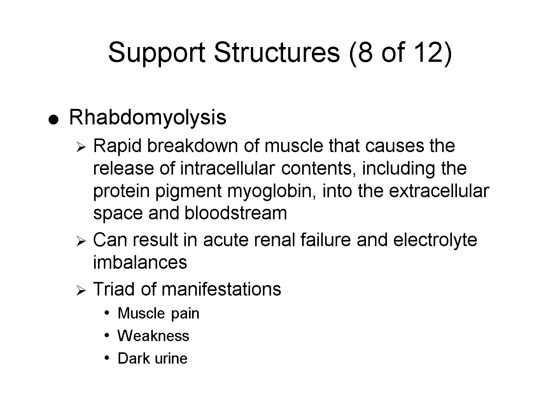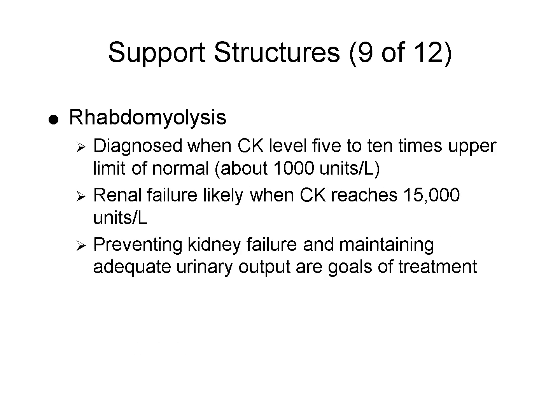Rhabdomyolysis is a serious condition where muscle tissue breaks down, releasing myoglobin into the bloodstream. This pigment can clog the kidneys and lead to acute renal failure. The classic triad includes muscle pain, weakness, and dark urine. It's a medical emergency that requires aggressive fluid replacement to protect kidney function.